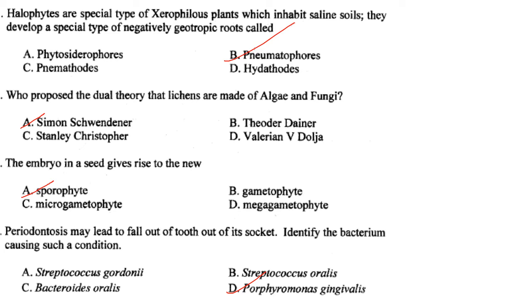Periodontosis may lead to the falling out of a tooth from its socket. Identify the bacteria causing this condition. So periodontosis is caused by Porphyromonas gingivalis. So answer is option D.